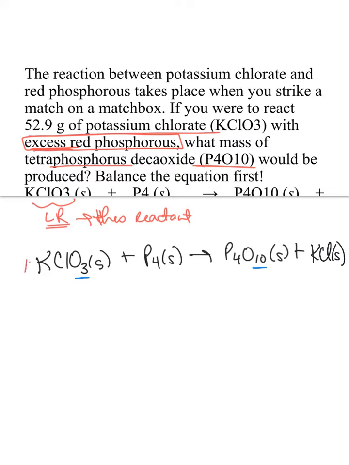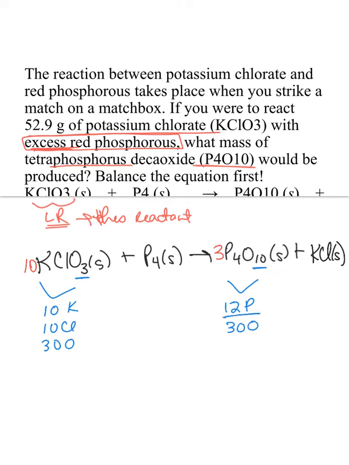So I'm going to put a 10 in front of the potassium chlorate. I'm going to put a 3 in front of the P4O10. Then I'm going to count my oxygens. I'm going to count 10 potassiums, 10 chlorines, and 30 oxygens. And over here I have 12 potassiums and 30 oxygens.